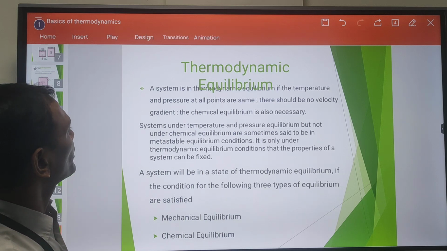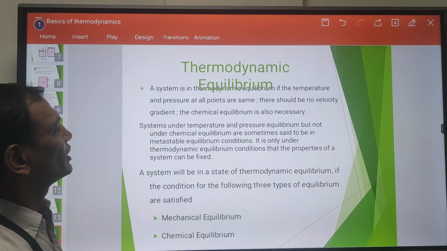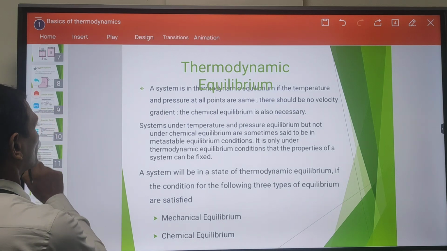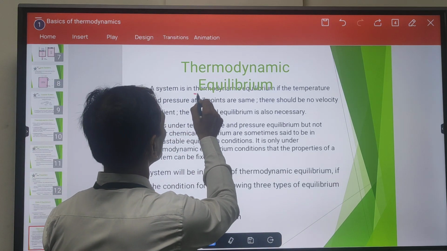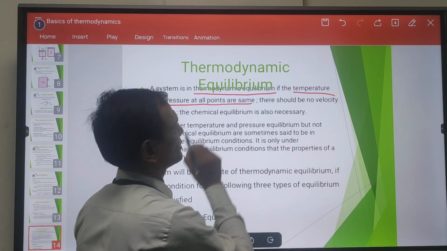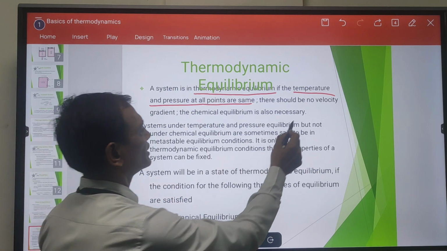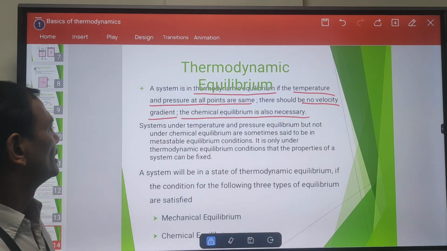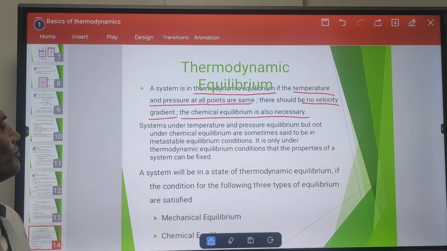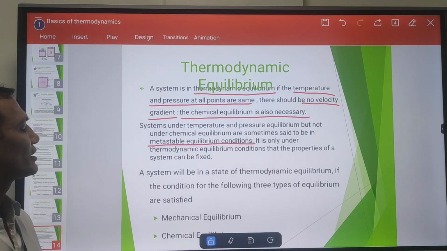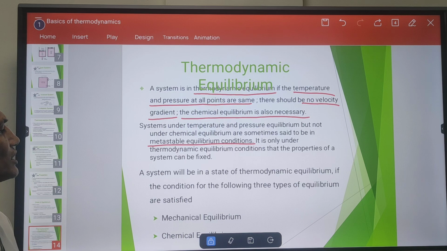A system is in thermodynamic equilibrium if the temperature and pressure at all points are the same. There should be no velocity gradient, and chemical equilibrium is also necessary. A system under temperature and pressure equilibrium but not under chemical equilibrium is sometimes said to be in a metastable equilibrium condition. It is only under the thermodynamic equilibrium condition that the properties of a system can be fixed.